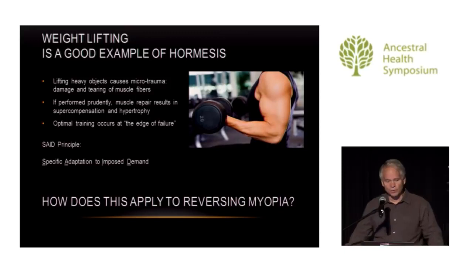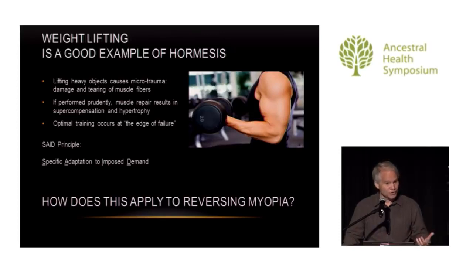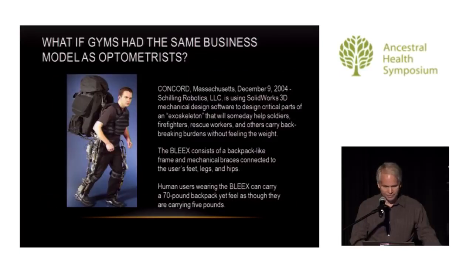Exercise, particularly weightlifting, is a great example of hormesis, right? If you're lifting heavy objects, you're causing these micro tears, micro trauma to the muscle, and you get a supercompensation as a result. As long as you don't overdo it, your muscles will grow back stronger. The key is you've got to do training optimally by working at the edge of failure. If you overtrain, you'll damage the muscle. If you undertrain, you don't get a response. And this is sometimes called the specific adaptation to imposed demand, or the SAID principle. So how can we apply this to reversing myopia?